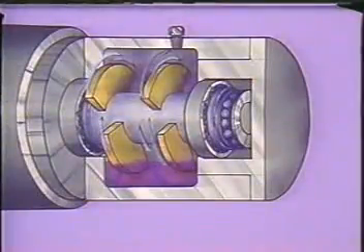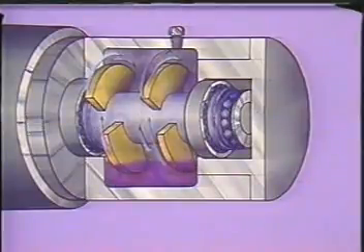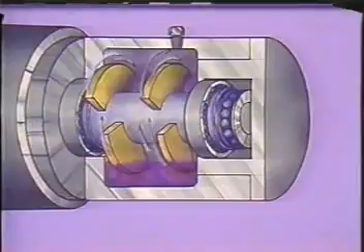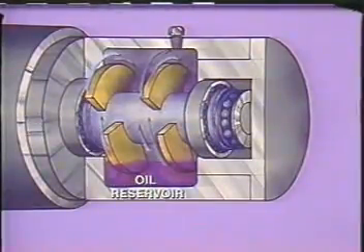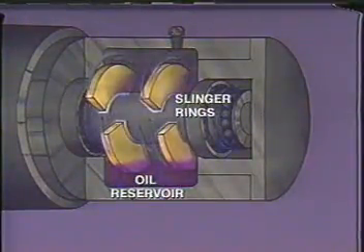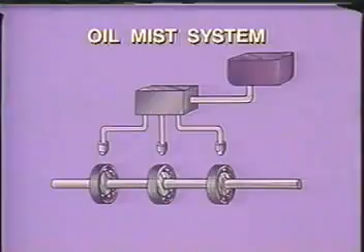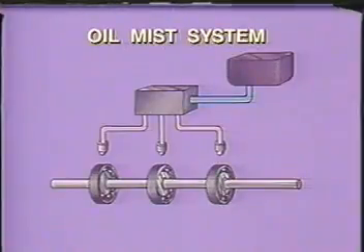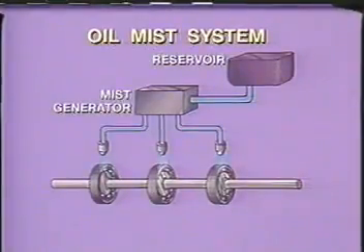The most important thing to remember about bearings is that they all need lubrication. Without lubrication, any bearing will be destroyed after just a short time of operation. These bearings are lubricated by oil, which is splashed onto the shaft by oil slinger rings as the shaft rotates. Some bearings are lubricated by a pressurized oil mist system. The oil is distributed to the bearings from a central reservoir by way of an oil mist generator.